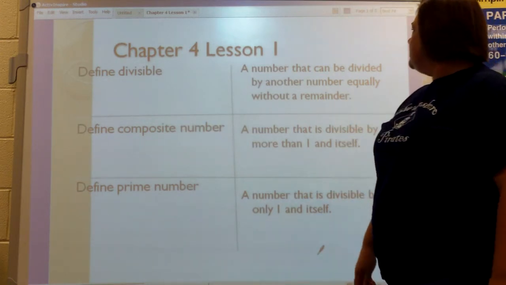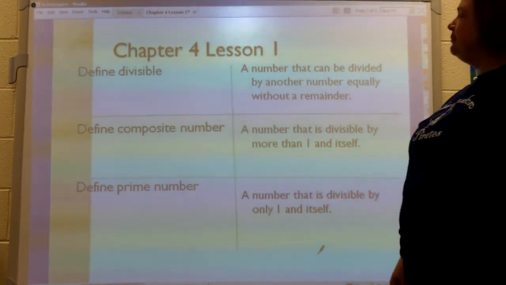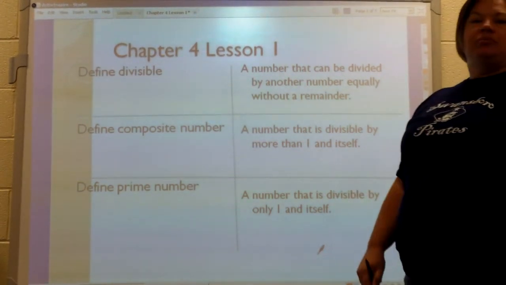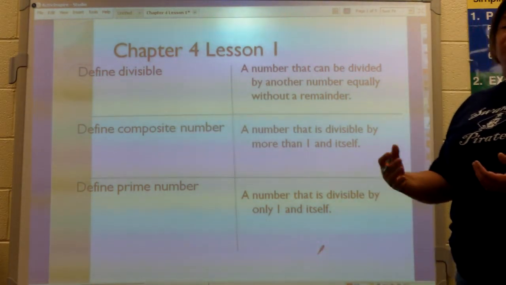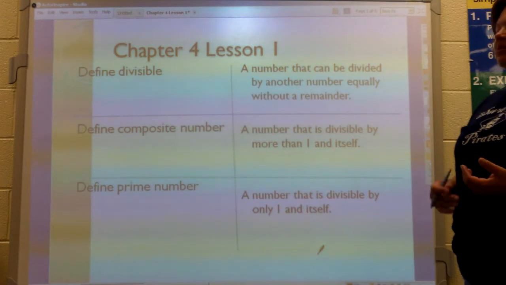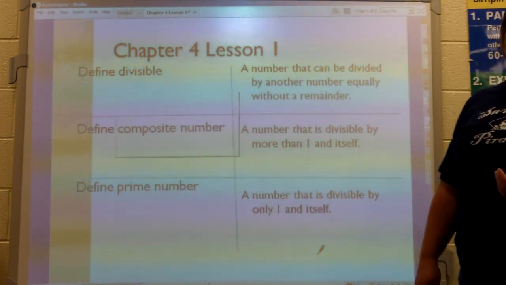Divisible means a number that can be divided by another number equally with no remainder. Composite numbers are numbers that can be divided by one, itself, and then an additional number, so more than just one and itself. Prime numbers are numbers that can only be divided by one and itself.